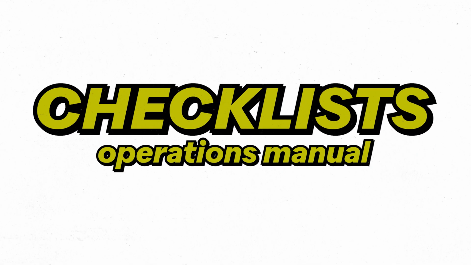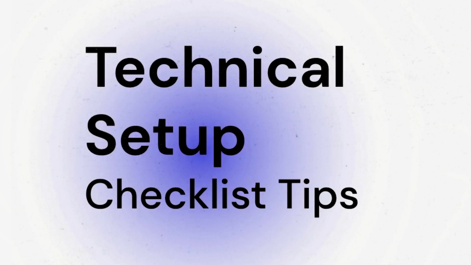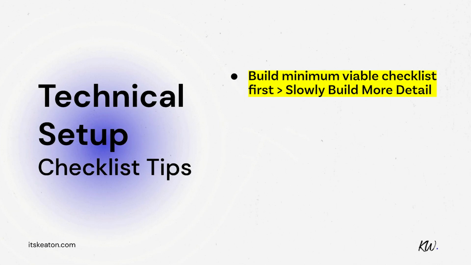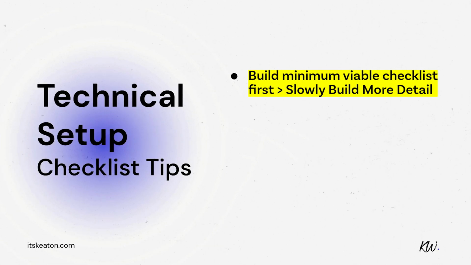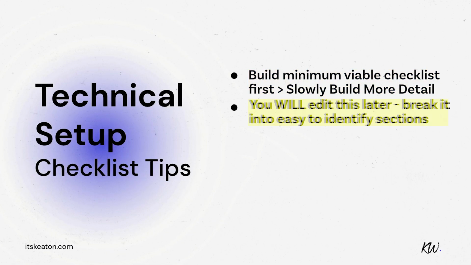A checklist is part of your operations manual that allows you and your team to complete the same thing consistently by following the same steps every single time. Here are some tips when it comes to setting up your checklist. Build your minimum viable checklist first and then slowly build more detail into it. The example I'm about to show you is overwhelming. You cannot build this at the beginning. You need to work up to it. Secondly, you will edit this later.